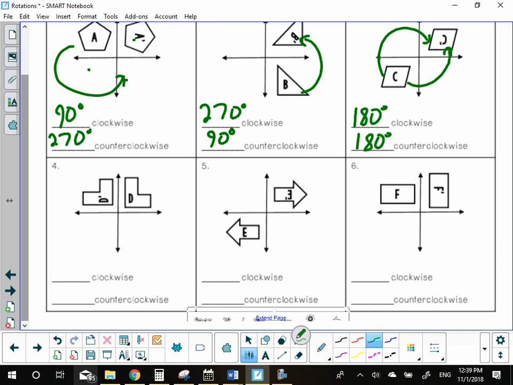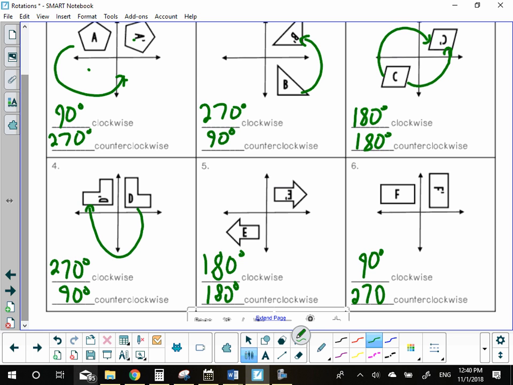Okay, figure D, we're rotating that one. So clockwise 270, or counterclockwise 90. Okay, figure E. 180 both ways. That's the F. 90 in one direction, clockwise. 270 counterclockwise.